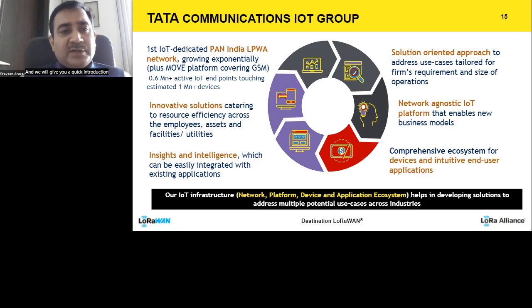We will give you a quick introduction to how it is deployed, what challenges we faced, and how it provides benefits for the end customer. Firstly, I'd like to highlight from an India perspective, we have a dedicated pan-India LoRaWAN network which is growing exponentially. Currently, it covers about 50 cities, and includes the highways and big state interconnectivity network points as well. Put together, we cover about 0.6 million devices, which includes various network technologies as well.